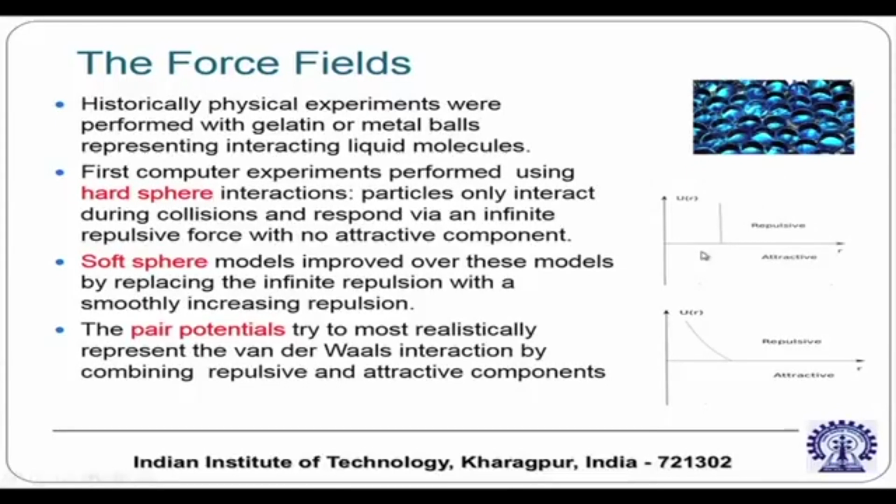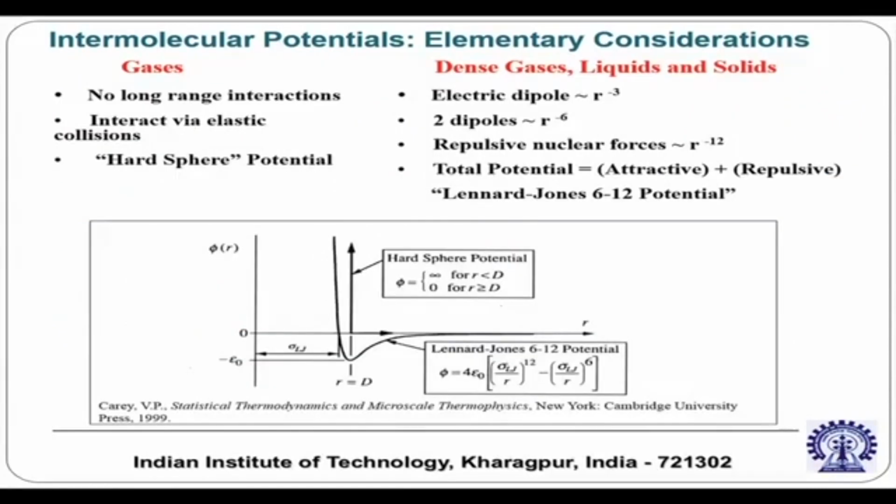Soft sphere model, but in reality you know atoms are not hard spheres. So soft sphere models improved over these models by replacing the infinite repulsion with a smoothly increasing repulsion, and the pair potentials which were introduced later on try to most realistically represent the van der Waals interactions by combining the repulsive and the attractive components.